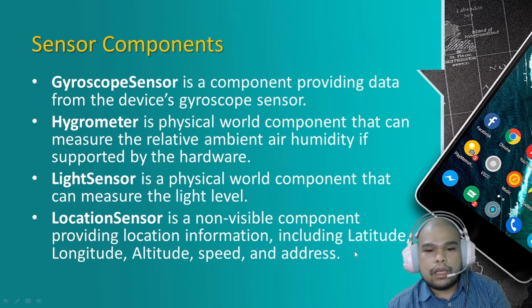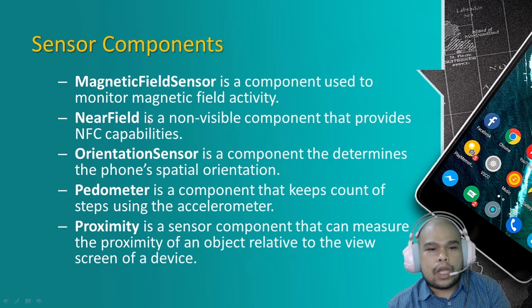Location sensor is a non-visible component providing location information including longitude, latitude, altitude, speed, and address. So you can simply sabihin natin, no, if you want to use the GPS of your mobile phone, you'll be able to use itong location sensor na to. You also have your magnetic field sensor, is a component used to monitor magnetic field activity. Near field is a non-visible component that provides NFC capabilities. Ayan, pwede ito sa mga NFC-enabled phones. Orientation sensor is a component that determines the phone's spatial orientation, whether it's in landscape or in portrait. We also have yung pedometer, is a component that keeps count of our steps using the accelerometer.